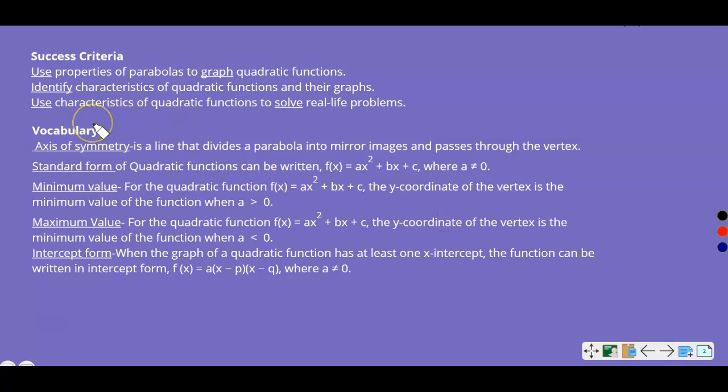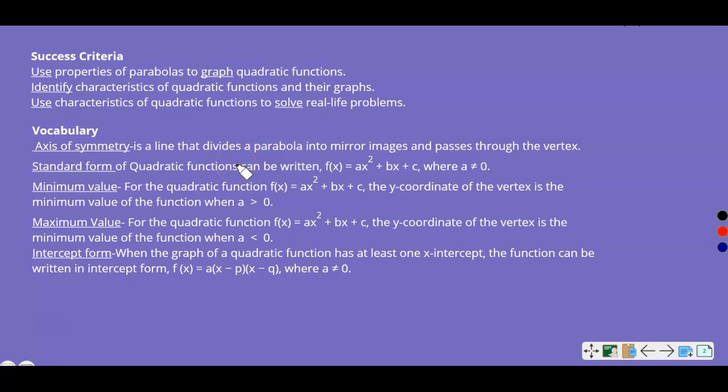For your success criteria to be successful today in this lesson, you need to be able to use properties of parabolas to graph quadratic functions. You need to be able to identify characteristics of quadratic functions and their graphs. You need to be able to use characteristics of quadratic functions to solve real-life problems. So again, the success criteria takes the state standards and rewords it a little simpler for what we're looking at, and we are looking at quadratic functions. So you need to be able to use, graph, identify, and solve, everything to do basically with quadratic functions.